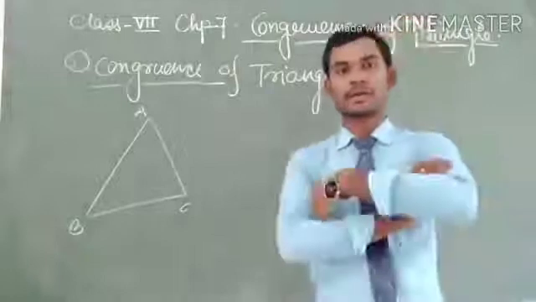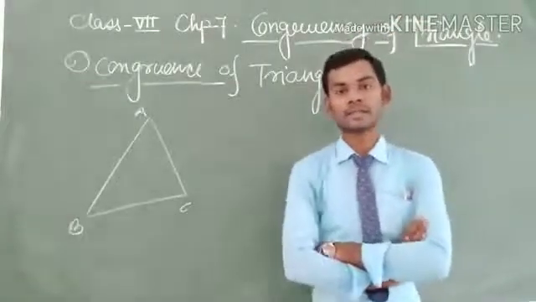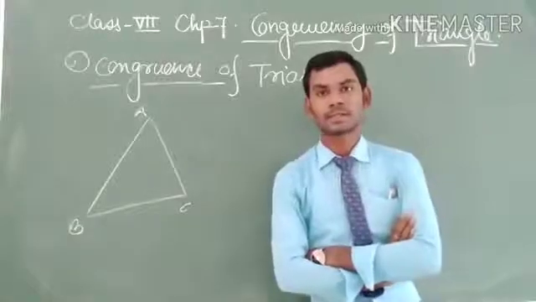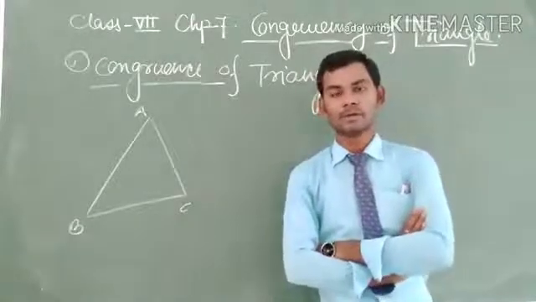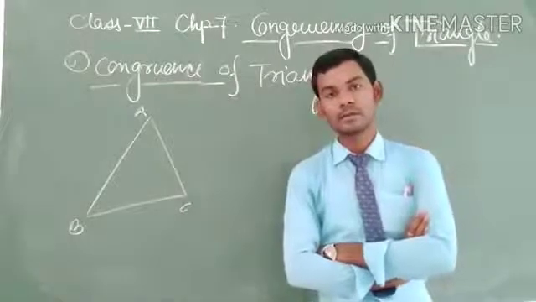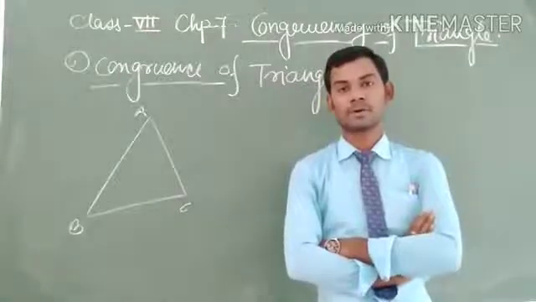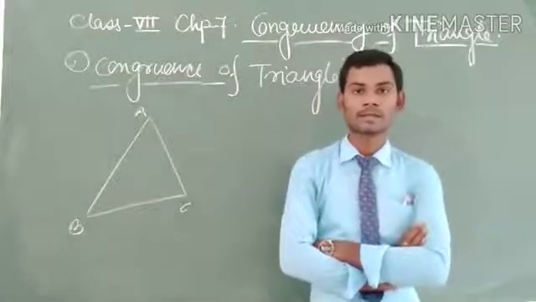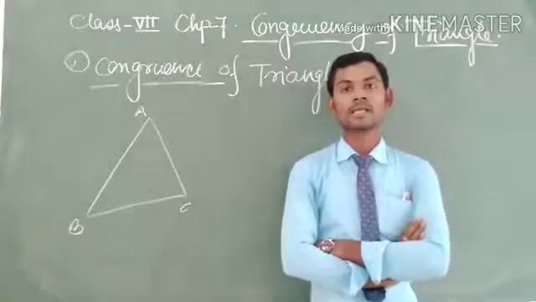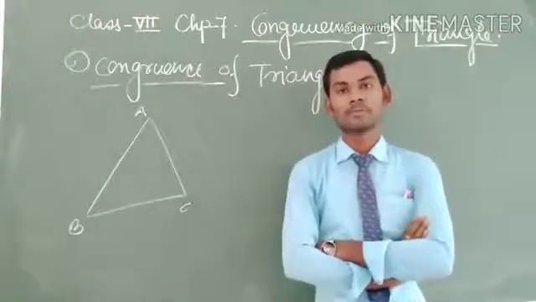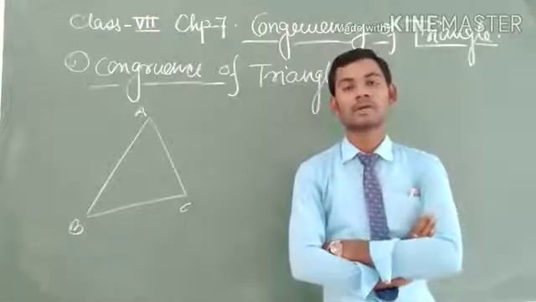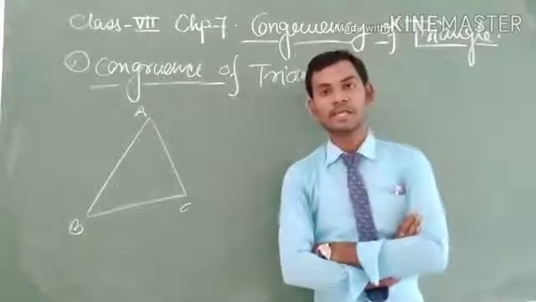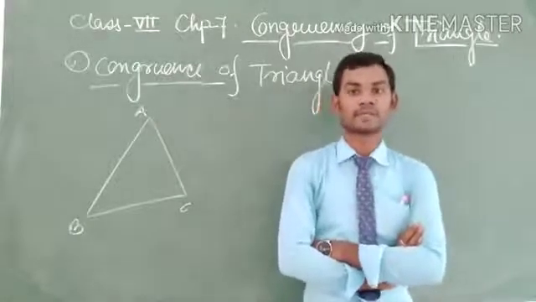As we know, a triangle has six fundamental parts or elements. It has three sides and three angles. So its six elements are three sides and three angles. And if these three sides and three angles become the same, then the triangle is congruent to the other triangle. So we can say that the congruency of the triangle depends entirely on these six elements.